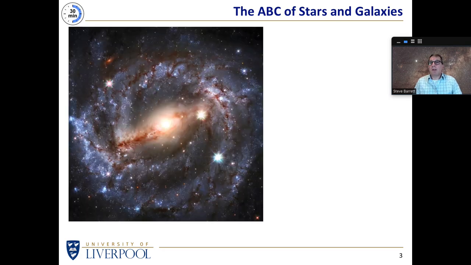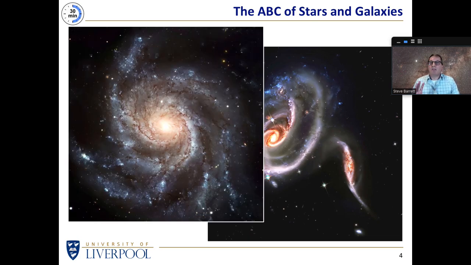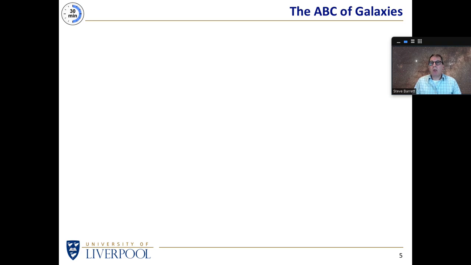So we're looking at various structures out there in the universe, all of these wonderful galaxies that we see, some of them spiral, some of them other shapes. But how did all of these galaxies and all the stars within them come to be? So we're going to be looking at the A, B and C.